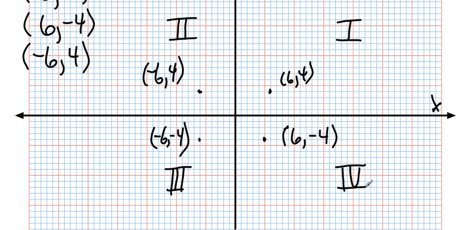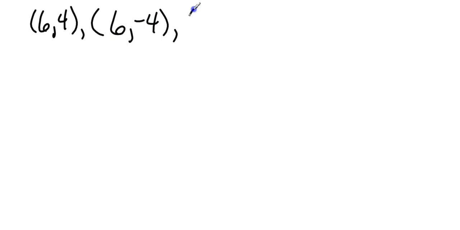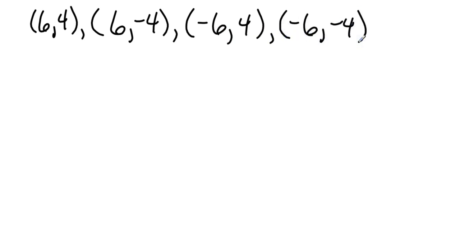Now, what if I asked you to take all of those coordinates that we just did, 6, 4, 6, negative 4, negative 6, 4, and negative 6, negative 4. If I asked you to make a table on those, I'm just looking for a simple XY table. Could be vertical, could be horizontal. In this case, I'm going to make it vertical.